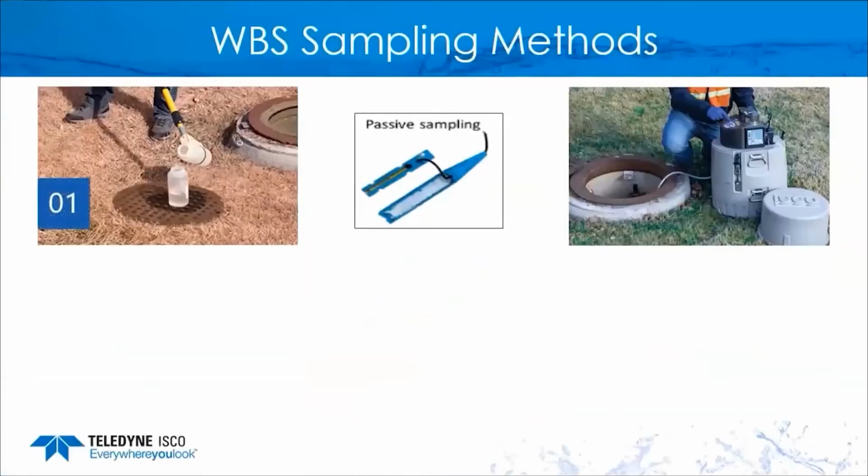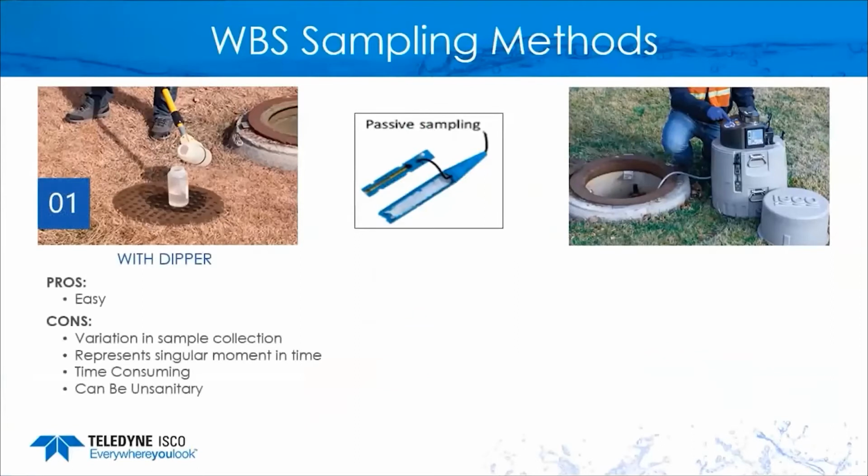There are a number of sampling methods used for wastewater-based surveillance. Each has its place and use. The first is manual sample collection with a dipper. Basically, a container is dropped into the flow stream and a grab sample is collected. While this is a very simple, basic method, it can lead to wide variations in sample consistency and is not very representative of the actual waste stream.